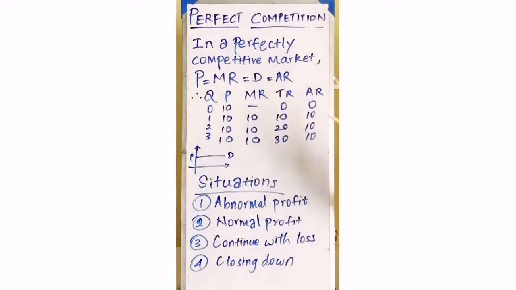So this question has not been asked so far in the past papers. So whenever it's asked, just prove how price is equal to MR is equal to D is equal to AR; this whole thing should be there.